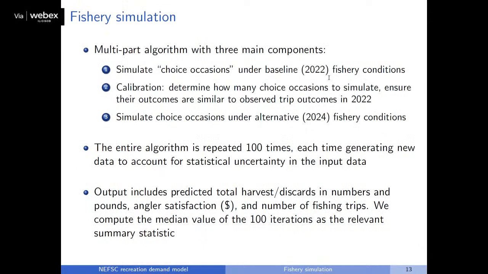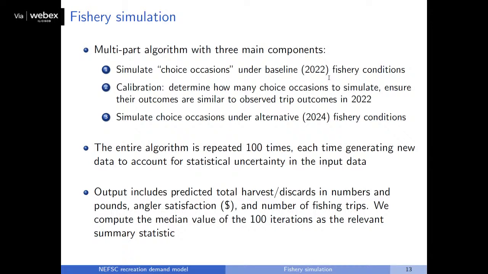The fishery simulation is a multi-part algorithm with three main components. The first is to simulate choice occasions under baseline 2022 fishery conditions. And a choice occasion here is essentially the same thing that I showed in the choice experiment. We're replicating a choice scenario where an angler can either choose to take a fishing trip with different attributes or choose to not go fishing. And we're doing that, again, for hundreds of thousands of simulated trips under 2022 fishery conditions.